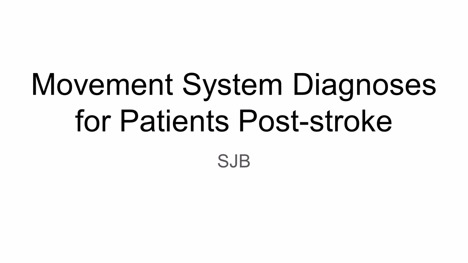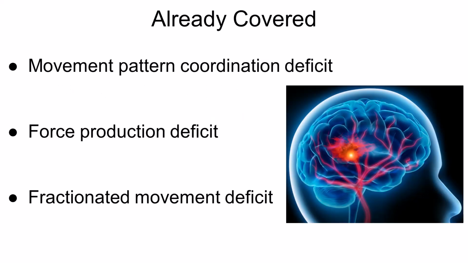This slide's presentation will cover possible movement system diagnoses for patients post-stroke. So far, we've already covered 3 possible movement system diagnoses, and all of these can occur in patients post-stroke. First is the movement pattern coordination deficit. Second is the force production deficit. And finally, we have the fractionated movement deficit. I've talked about these in detail previously, so if you've forgotten them, please go back and check them out again.